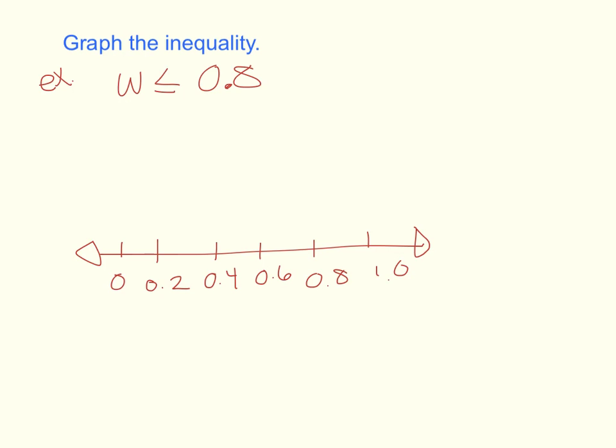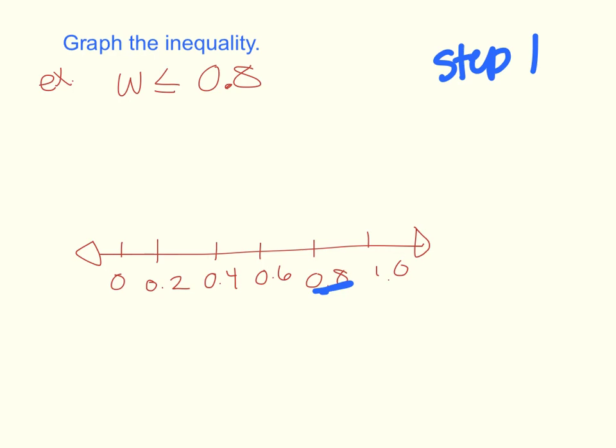Here we're going to graph the inequality. Sometimes these are fractions, sometimes decimals. That's okay. We can still do this. W is less than or equal to 0.8. Step 1. Find the number. 0.8, 0.8. Here it is.